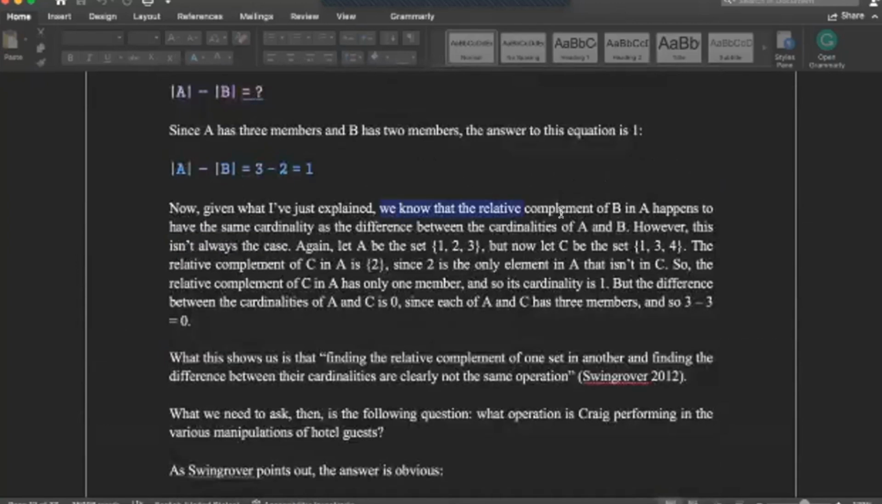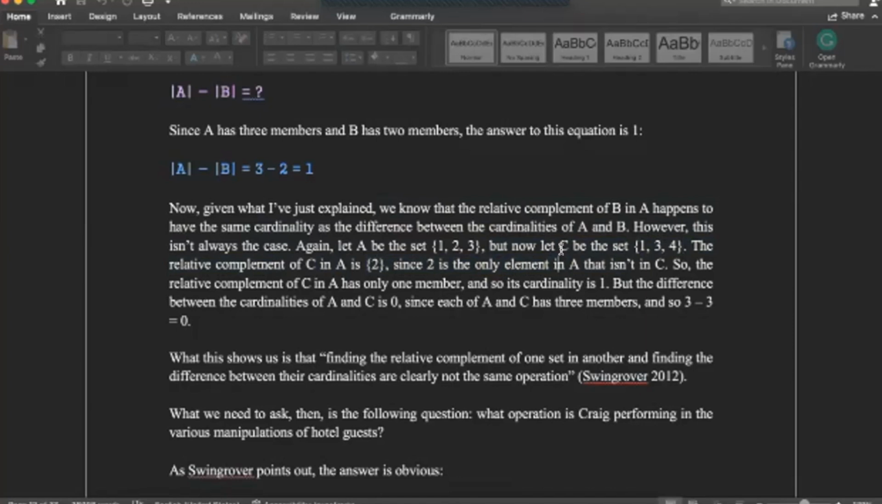So we know here that the relative complement of B in A happens to have the same cardinality as the difference between the cardinalities of A and B. But this isn't always the case. So we can let A again be the set {1, 2, 3}, but now we're going to let C be the set {1, 3, 4}. The relative complement of C in A is {2}. It's just the set containing 2, since 2 is the only element in A that isn't in C, right?